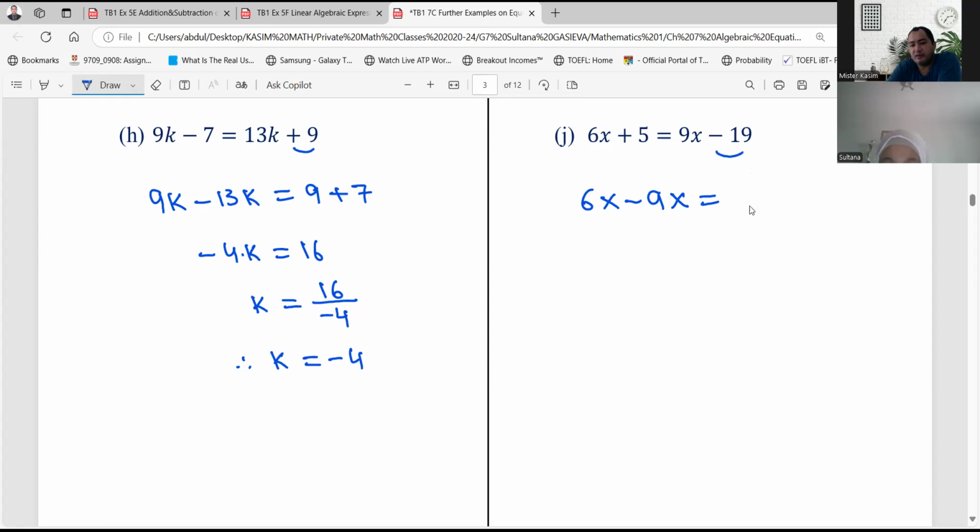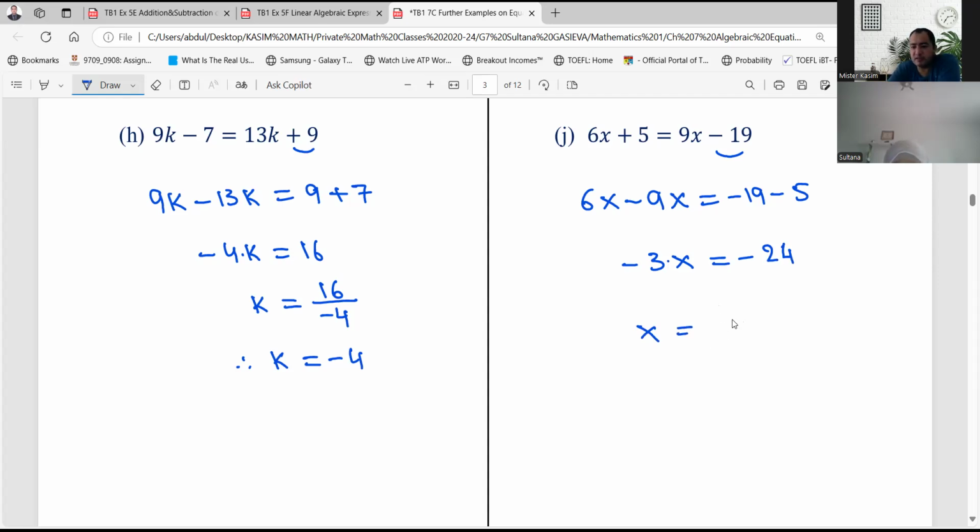Here we have negative 19x first, negative 19x plus 5, minus 5, because positive 5 is moving to the right-hand side. So I'm eliminating this 5 by subtracting because it's added here. So then negative 3x equals negative 24.